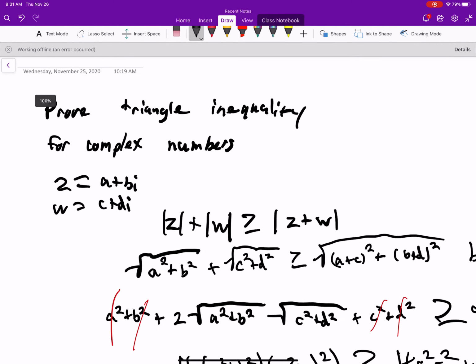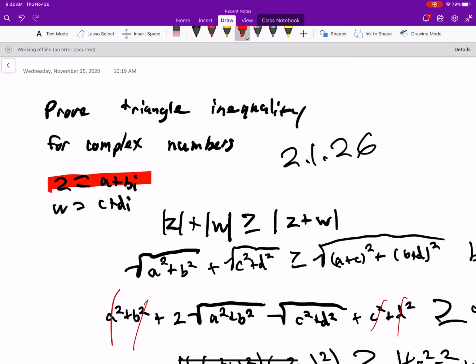Okay, so we're looking at number 2.1.26. This is the triangle inequality for complex numbers. Prove it. So notice here that z is just a plus bi because it's just a complex number. And here we have w is c plus di for the same reason. It's just a complex number.